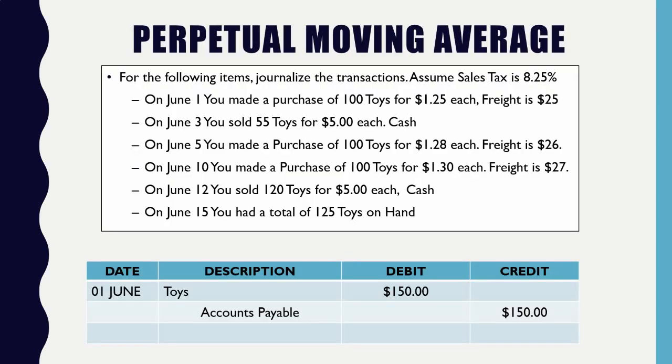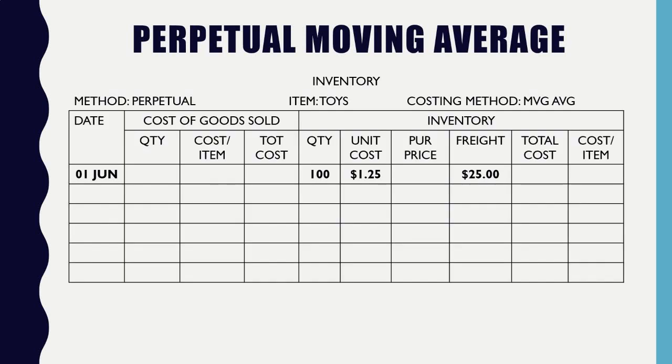Okay, so let's take a look at an example here, right? June 1st, you purchase 100 toys at $1.25 with a freight of $25. Okay, so here we plug in our example. Since this is the first inventory that we purchase, you're always going to calculate your cost per item here because it's the only batch of inventory that you have. So in this case, your average cost is going to be your cost per item for the first batch of inventory.